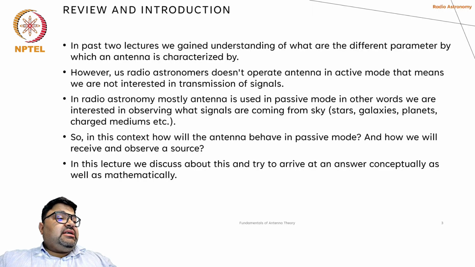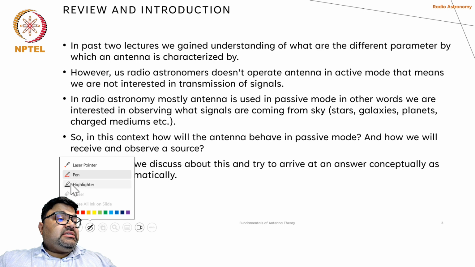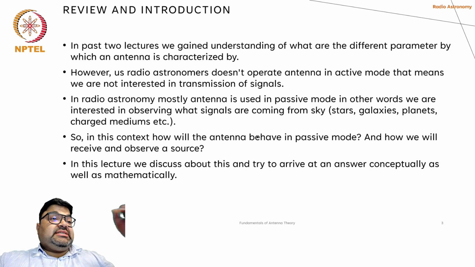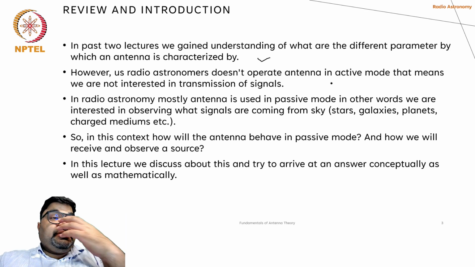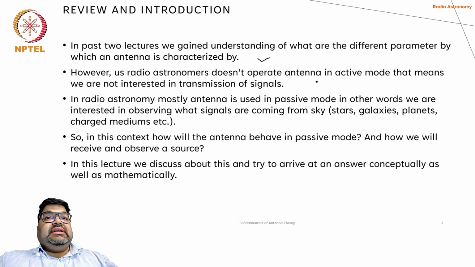So reviewing the antenna in the past 3 lectures actually, we have discussed different parameters of antenna, how the antennas are characterized. This is already done. However, radio astronomers do not operate antenna in the active mode. That means that we are not operating in the transmit mode. We do operate the antenna in a receiving mode mostly. So there are few concepts still need to be tackled before we actually introduce that part.